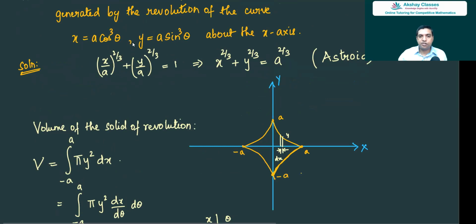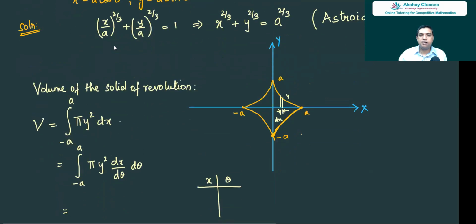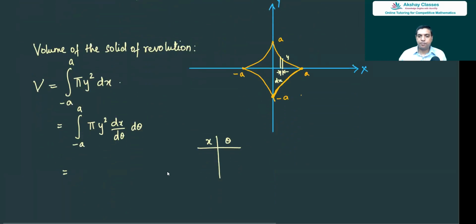Now x is equal to a cos cube theta. When x is equal to a, cos cube theta will be 1. So theta will be 0. And when x is equal to minus a, cos cube theta will be -1. That means theta is equal to pi. So from 0 to pi.